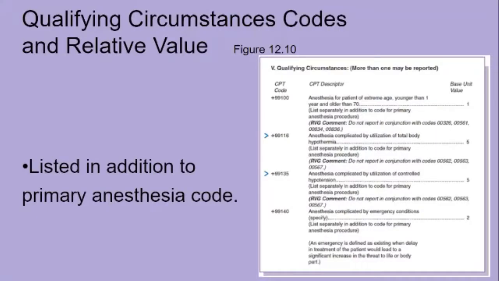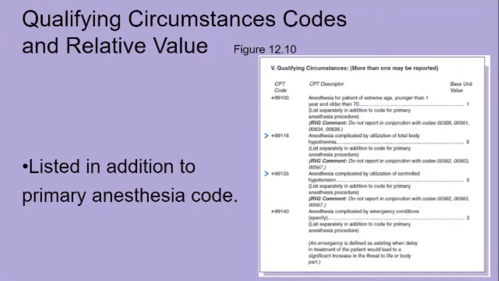Now we're going to talk about qualifying circumstance codes and relative value. So these are going to be listed in addition to your primary anesthesia code. These are called qualifying circumstance codes. You can find these in your guidelines. I am in the 2020 CPT. It's on page 61, and you can see it on page 61.